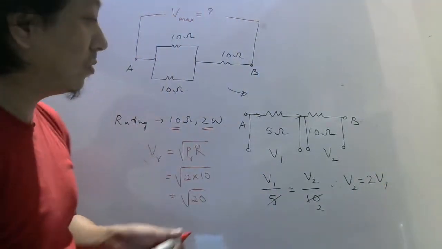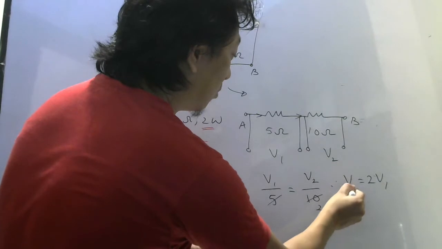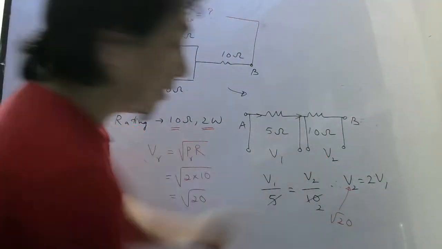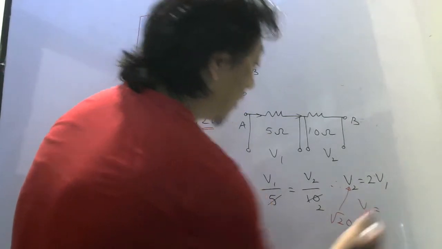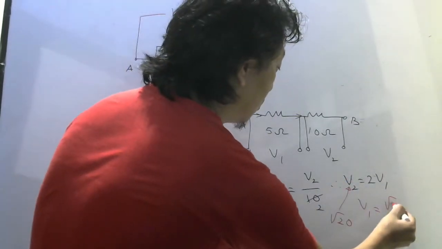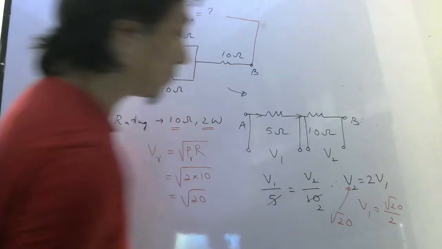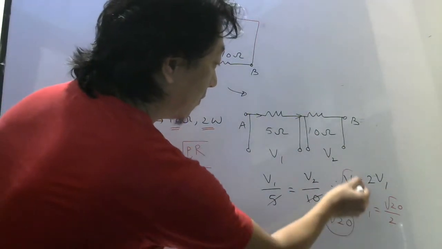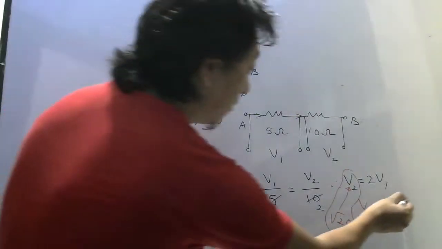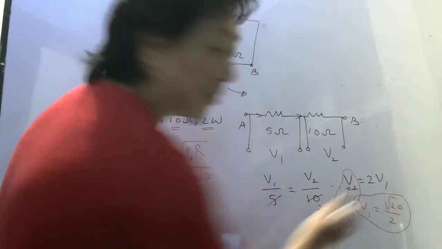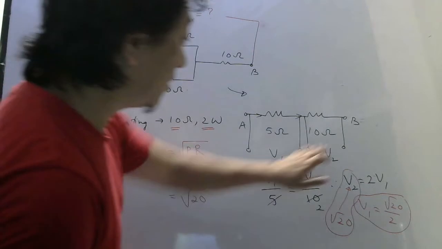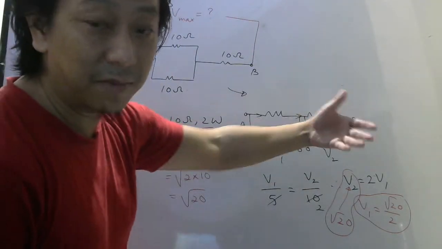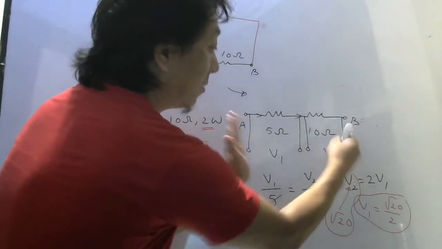So what should we do? This one I should make root 20. If V2 is root 20, then V1 will be V2 by 2, so root 20 by 2, which is less than root 20. So this is also safe, and this is working at the maximum. That is the maximum possible voltage.